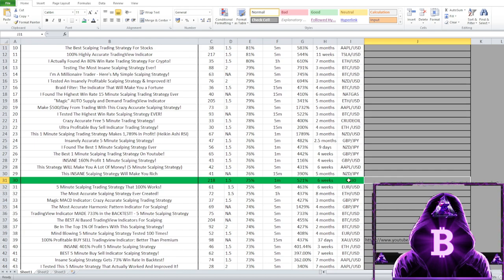As you can see, we did perform the backtest on the US 30. It did take around 255 trades, and that did take around 6 weeks. The win rate was 75% at the end of it all, and it did manage to return a 521% profit on our account.